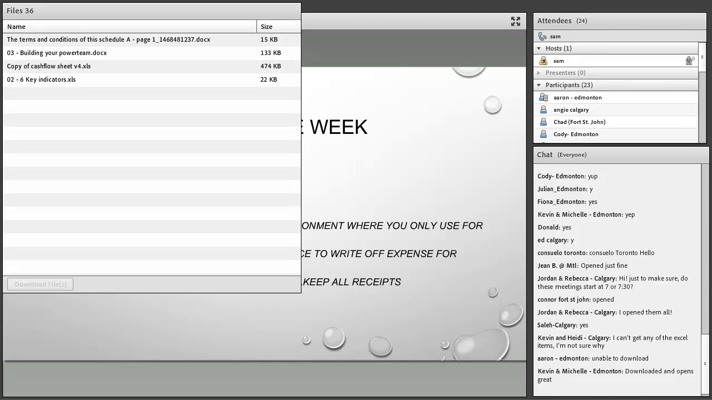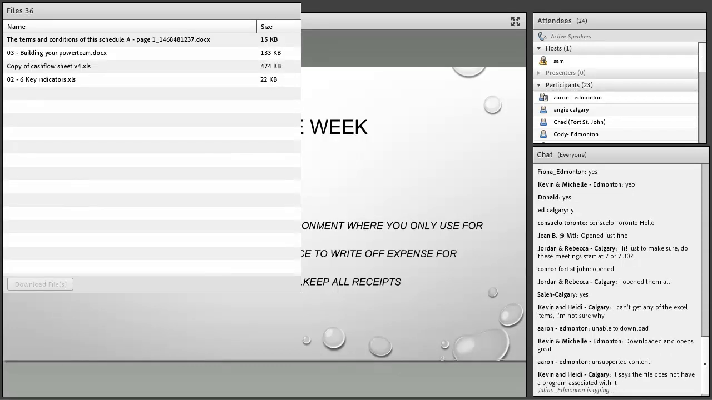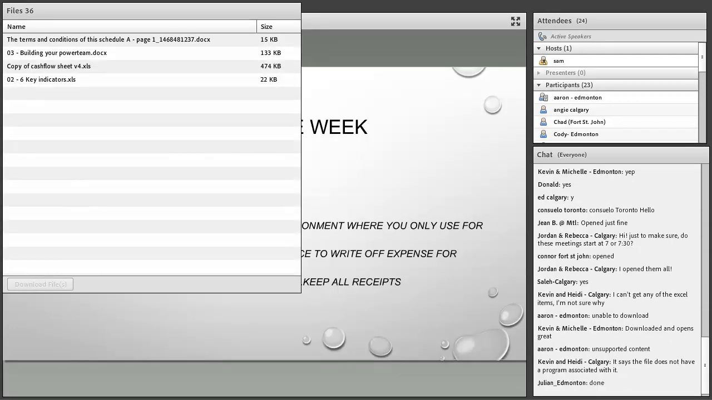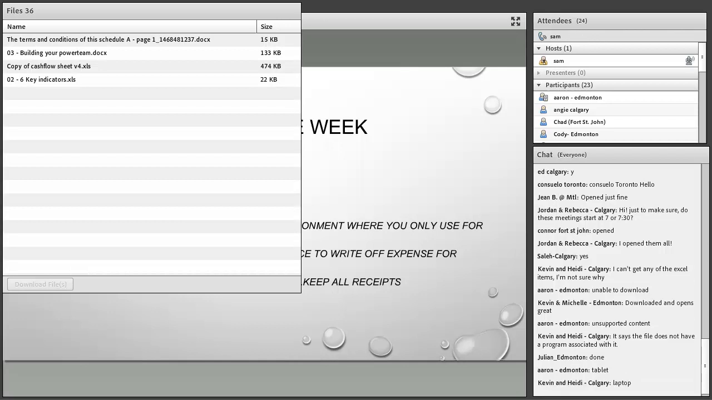Is anybody doing this from their cell phone? Because if you are, you might have some challenges. Aaron, are you doing that on a cell phone? Where are you doing that from, Kev? Tablet? Okay, the tablet may not be able to do that because maybe you don't have Windows on it.